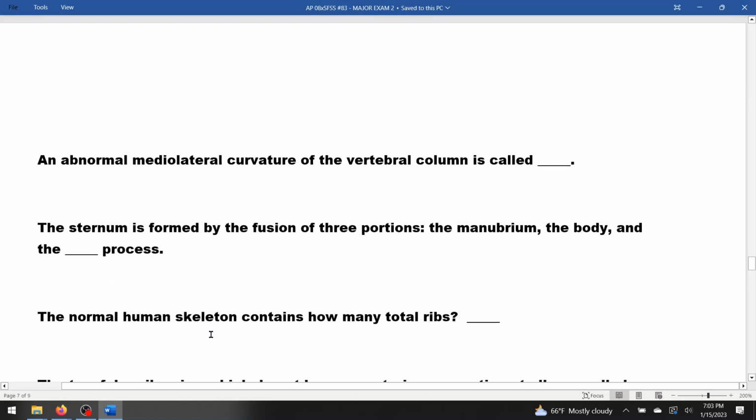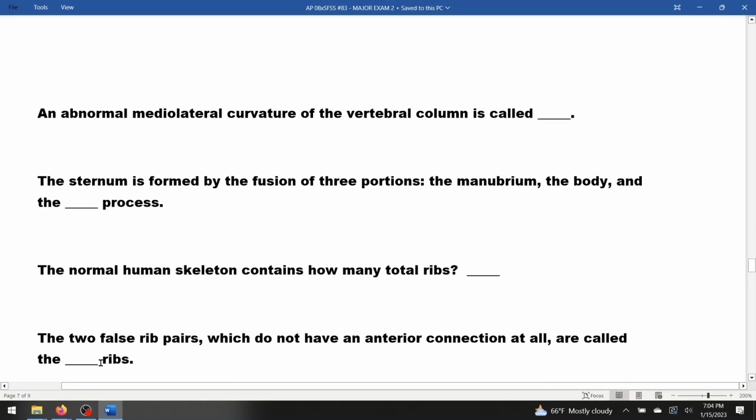The normal human skeleton contains how many total ribs? Well, there's 12 thoracic vertebrae. Each one of the vertebrae has 2 ribs on it, so 2 times 12 is 24. 24 total ribs, 12 pairs. The 2 false rib pairs, which do not have an anterior connection at all, are called the floating ribs.